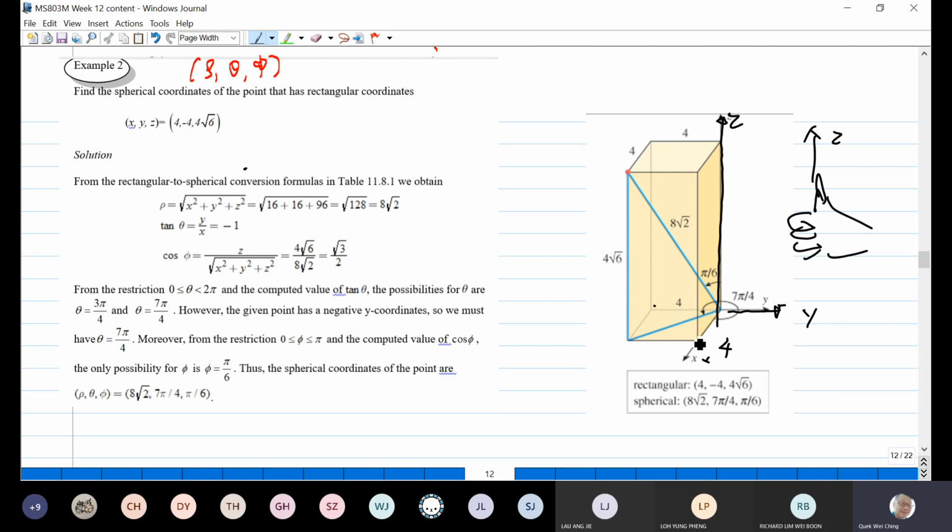Okay, so x equal to 4 this way, y equal to minus 4 this way. So we get this point. Okay, so every point on here has x equal to 4, y equal to minus 4. Okay, then z equal to 4 square root 6. Z equal to 4 square root 6. How to get z equal to 4 square root 6 here?